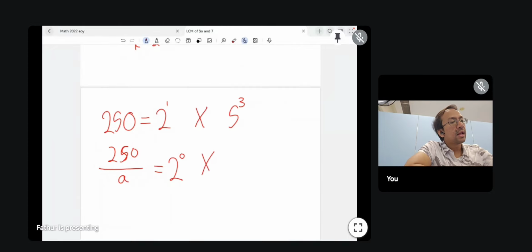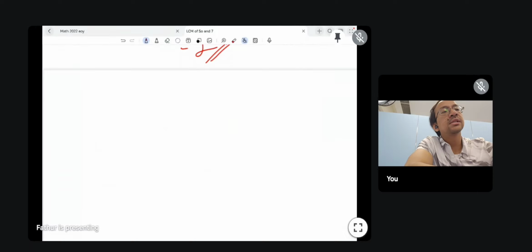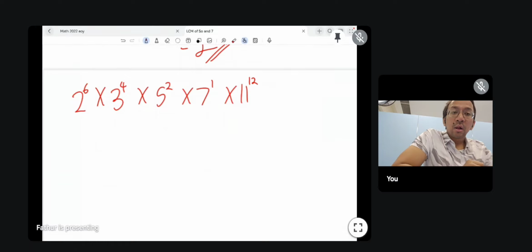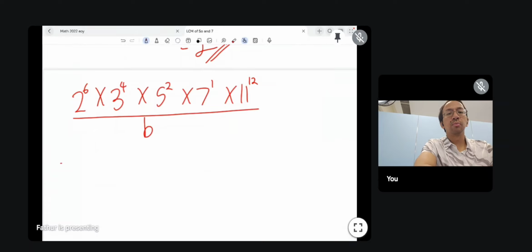Let's say they give you a larger number. Let me give you something. 2 to the power of 6 times 3 to the power of 4 times 5 to the power of 2 times 7 to the power of 1 times 11 to the power of 12. Let's say a number's product of its prime factors is given as this, right? If I were to put over B to make it a perfect cube, so what will my powers be there?